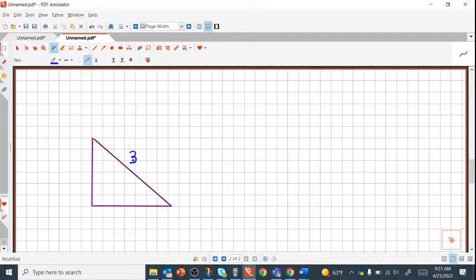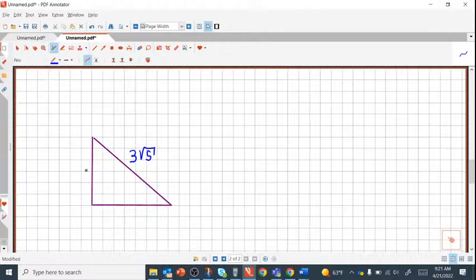This guy here is going to be 3 square roots of 5. This guy right here is going to be 5. And this guy right here is going to be 2 square roots of 5.